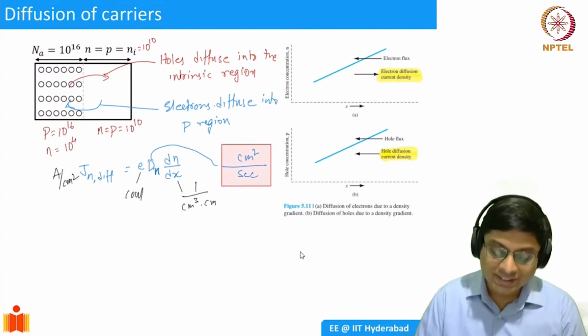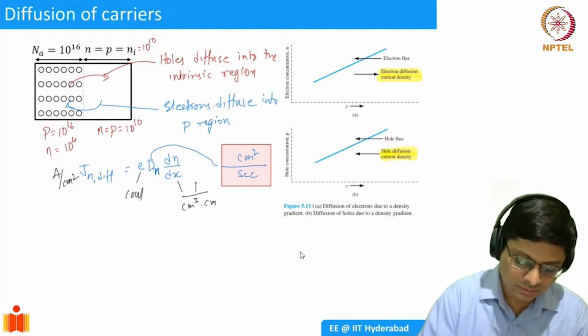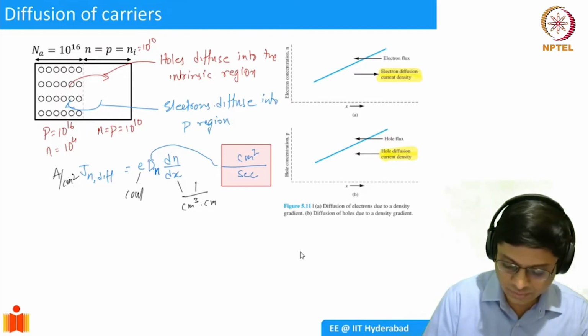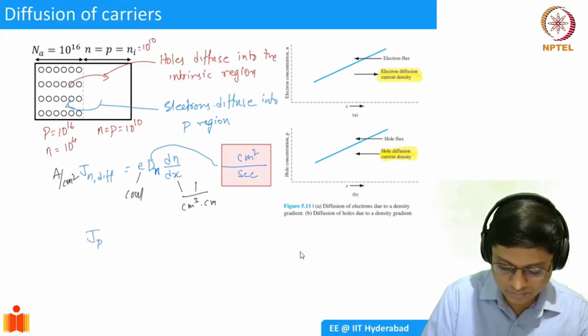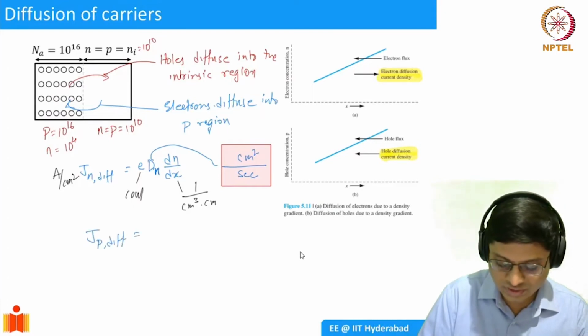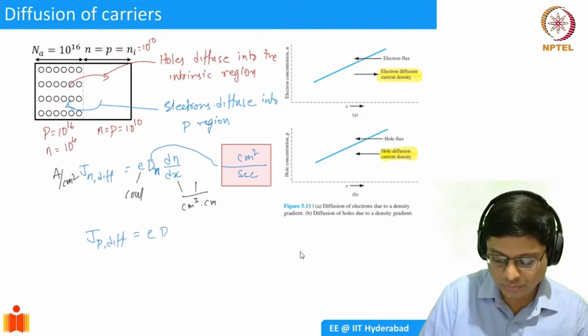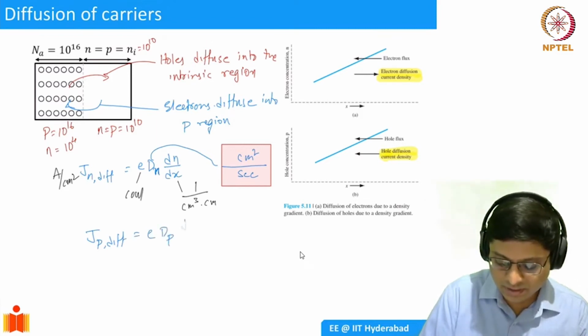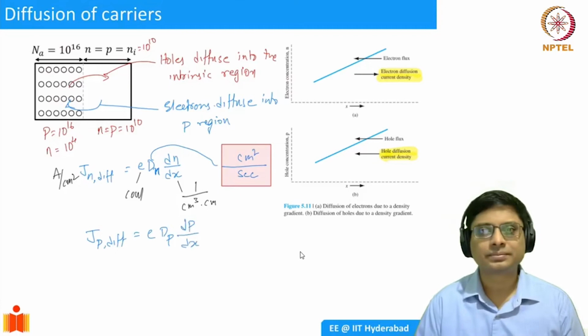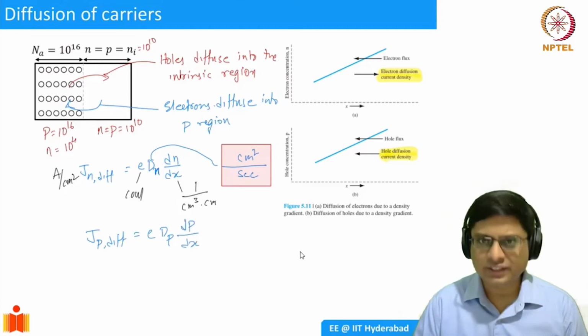Okay. And similarly, I could talk of a diffusion current for holes. So I'll say Jp diffusion is going to be the charge times the diffusion coefficient for holes times dp by dx. Okay. And the same units for Dp.